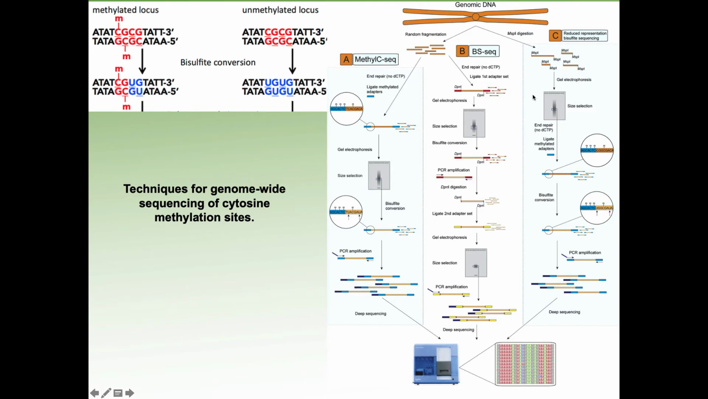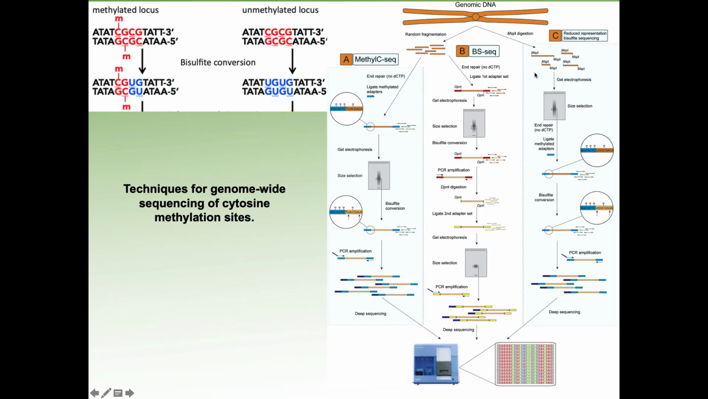And so what they can basically do is, the bisulfite sequencing is just taking the whole genome and treating it with bisulfite, and then sequencing everything and seeing what the patterns of uracil substitutions are.